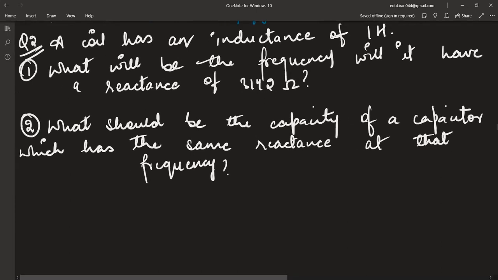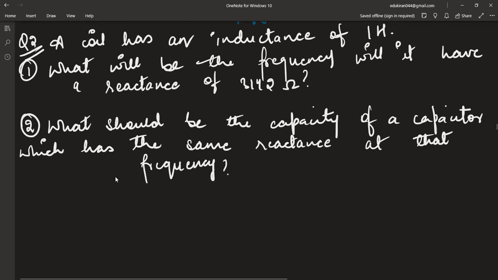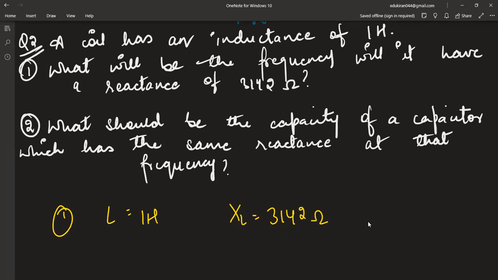Yes, class, this question says a coil has an inductance of 1 Henry. What will be the frequency at which it has a reactance of 3142 ohms? What should be the capacity of a capacitor which has the same reactance at that frequency? Now see for the first part. L is given as 1 Henry. XL is given as 3142 ohms. So frequency we have to calculate.